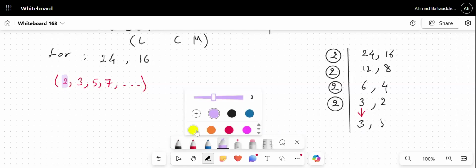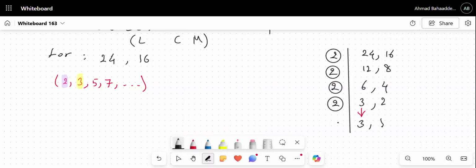The next prime factor is 3. Is any of these two divisible by 3? If yes, we continue. If no, we go to the next prime factor. It is yes. So 3 divided by 3 gives me 1, and the 1 stays as it is. When you get to 1 and 1, you write down a stop sign here. So this is a stop sign.